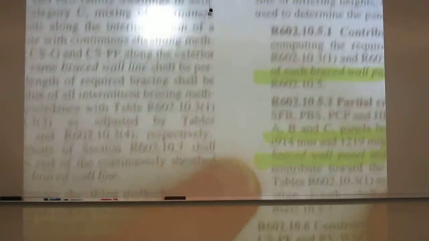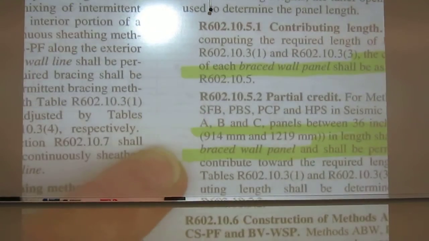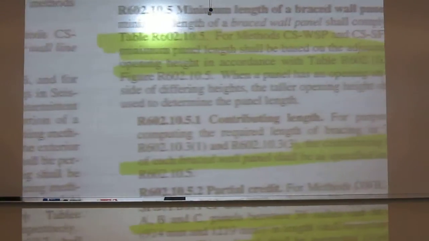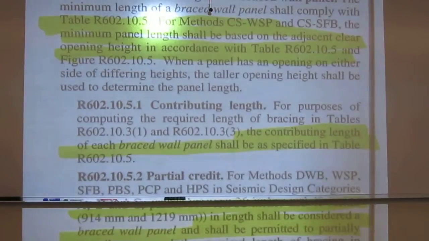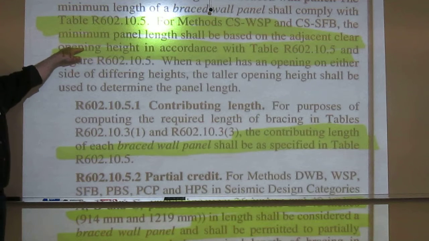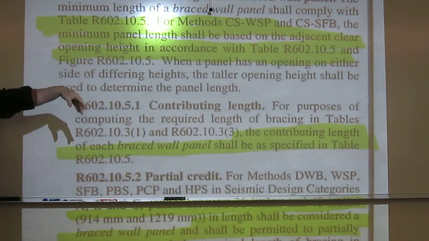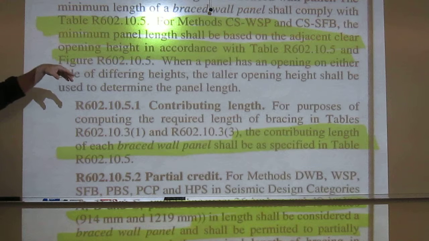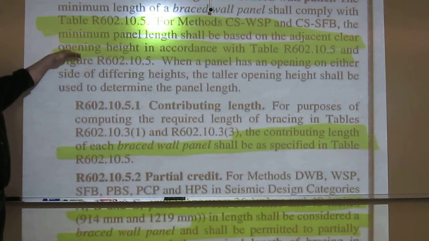Okay, now, 10.5 on this same page. This is kind of a confusing one, and one I'm not going to get into for this structure, but I want to point it out, because if you're doing this, you'll run across these situations. Minimum length of a brace wall panel. The minimum panel length shall be based on the adjacent clear opening height. What they're talking about here is when it sits next to a window or a door.